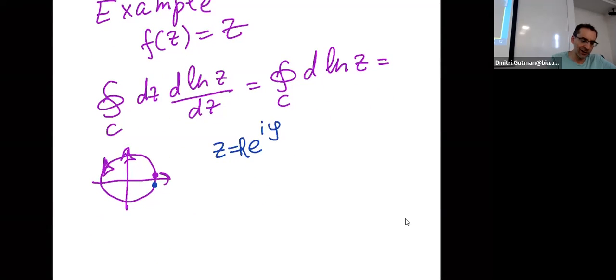So from what we said, this should be the logarithm of the final z. So final z is this point. What is this point? It's e to the power i phi. What is the value of phi at this point? Almost 2 pi. So it's ln r plus 2 pi i, minus the logarithm at the initial point. What is the initial point? Ln r, and phi is equal to 0.